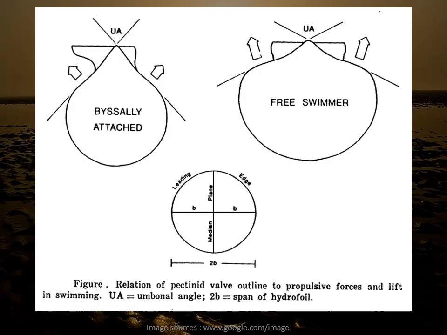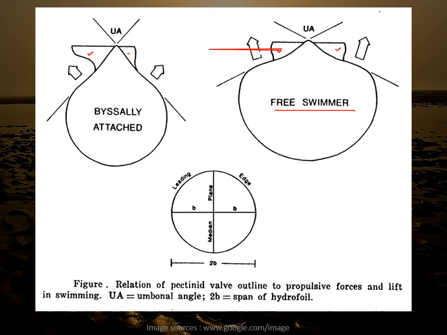Now you can see, as I told you in the previous picture, that in this case the two auricles are of similar size. Here the two auricles are of unequal size. Now why is this so? In this case, this bivalve is a free swimmer, a very efficient swimmer.